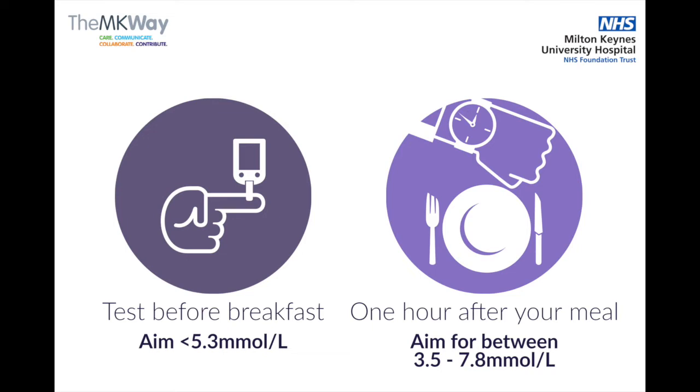To enable your baby to grow and develop properly, you should aim to keep your blood sugars within the following target ranges: 5.3 millimole per litre or less in the mornings, and less than 7.8 millimole per litre, or within the target range of 3.5 to 7.8 after meals.